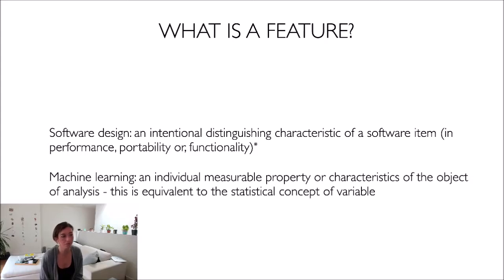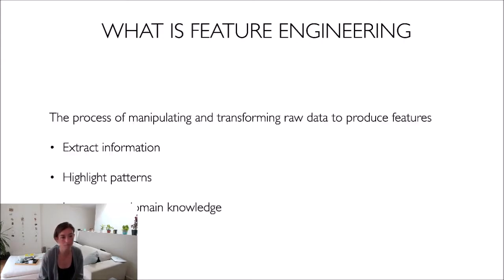So what is a feature? In software design, it's an intentional distinguishing characteristic of a piece of software. And so that might refer to functionality or performance, but that's not what we mean in machine learning. In machine learning, a feature is an individual measurable property or characteristic of an object of analysis. And so it's equivalent to the concept of variable in statistics. And in fact, I'm going to use variable and feature with the same meaning in this talk going forward. So if you're thinking of a data set, your columns, those are your variables and those are your features.